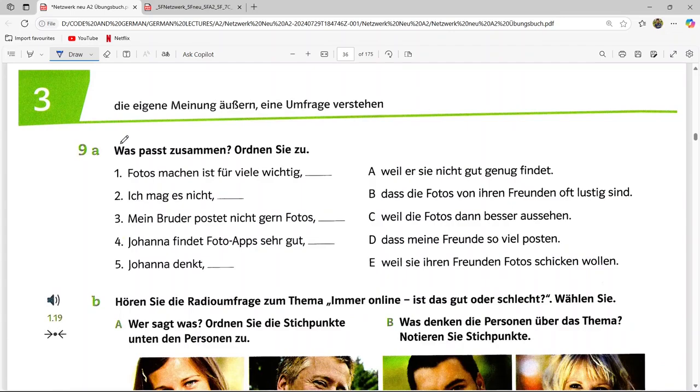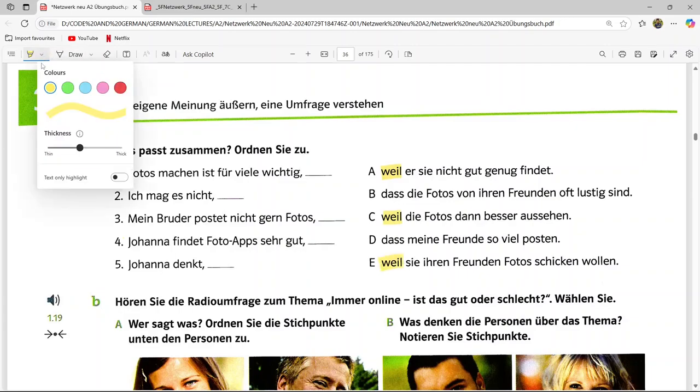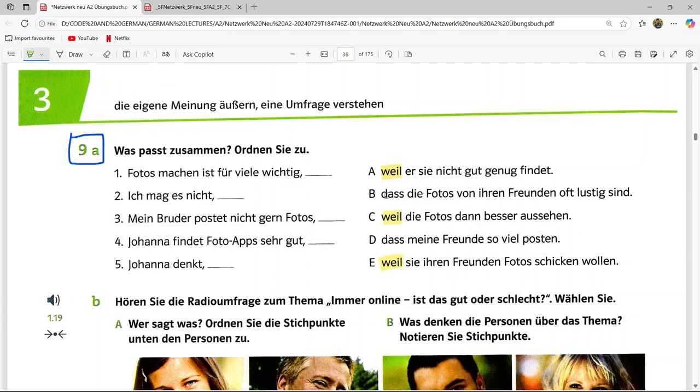So this was task 9a. Was passt zusammen? So what fits together? So we have half sentences, and we have to combine them together. Okay, so we have two cases. We have to make sentences, combine them with weil. Also we have to combine them with dass.